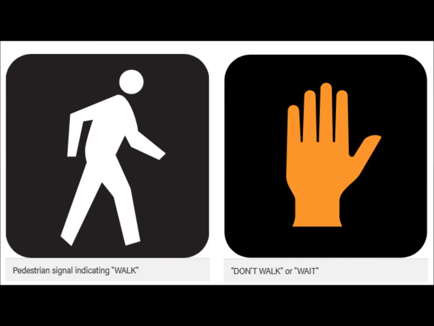Image description. A black box with a white figure. Pedestrian signal indicating walk. Black box with an orange hand. Pedestrian signal indicating don't walk or wait.